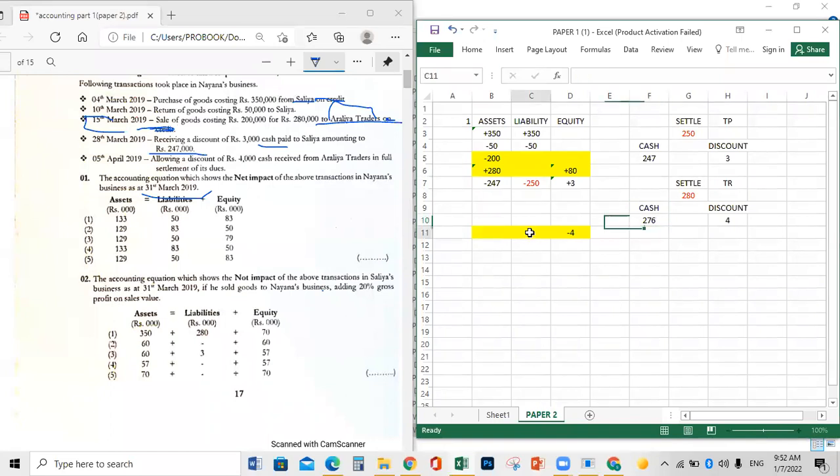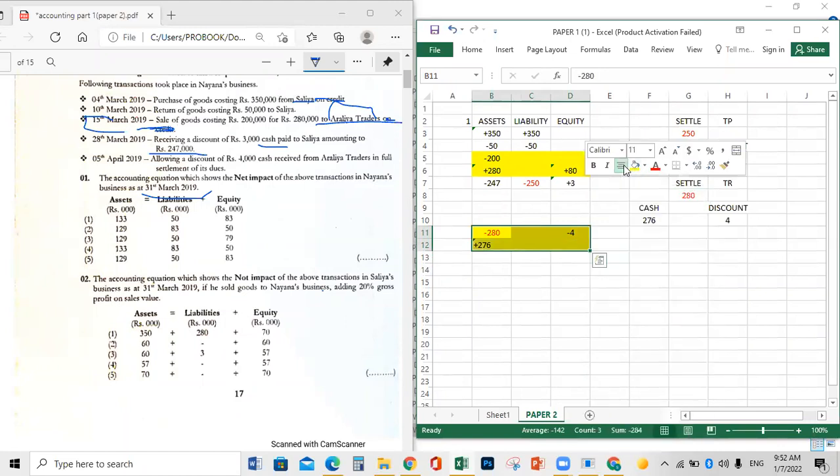276,000. So guys, I told you all before also, when you're settling, if it is trade receivable, you reduce from trade receivable, and if it is trade payable, you reduce from trade payable. Since it's trade receivable here, you have to reduce your trade receivable by 280,000. Always reduce the settled amount. And then you're receiving cash of 276,000. Your cash is an asset, so your asset will increase by 276,000.